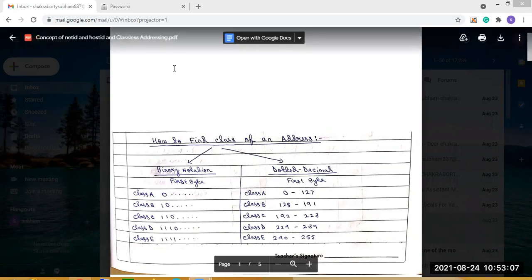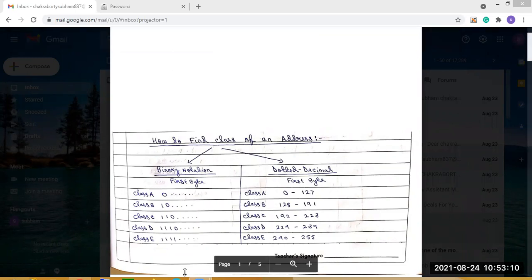First we will see the binary notation, then the dotted decimal notation. We check the first byte. For class A, if the first byte starts with 0, it is class A. If the address starts with 10, it is class B. If it starts with 110, it is class C. If it starts with 1110, it is class D. And if it starts with 1111, it is class E.